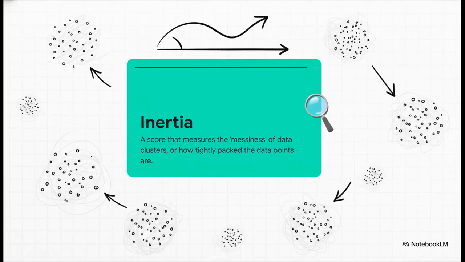Well, that's where this really cool concept called inertia comes in. Just think of it as a score for how tight and cohesive a group is. A low inertia score means all the data points are huddled together, super close to their center. But a high score, that means they're scattered all over the place. It's basically our mathematical yardstick for messiness.